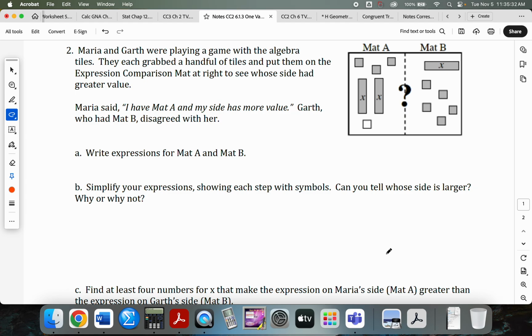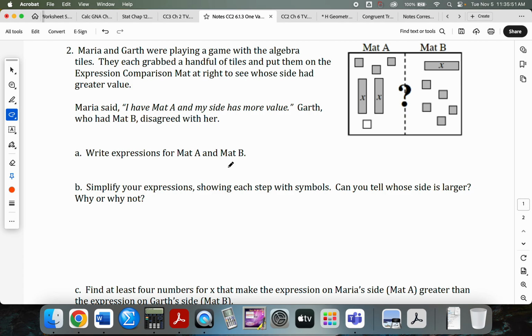they each grabbed a handful of tiles, put them on the expression comparison mat at right to see whose side had the greater value. Maria said, I have mat A and my side has more value. Garth, who had mat B, disagreed with her. So let's write expressions for both of those.